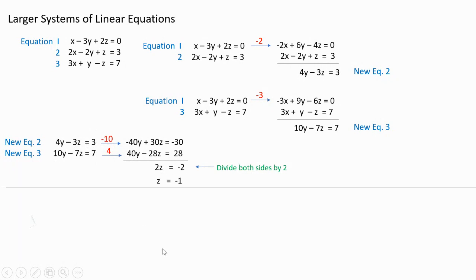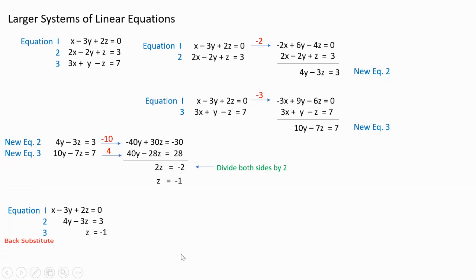You see now, guys, I have the equations. Equation 1 will be x minus 3y plus 2z equals 0. And equation 2 can be either one of these two, but I chose the one that looks easier to solve, which is 4y minus 3z equals 3. And we have z equals negative 1. So we know what the z is already, negative 1. So now I'm going to back substitute.